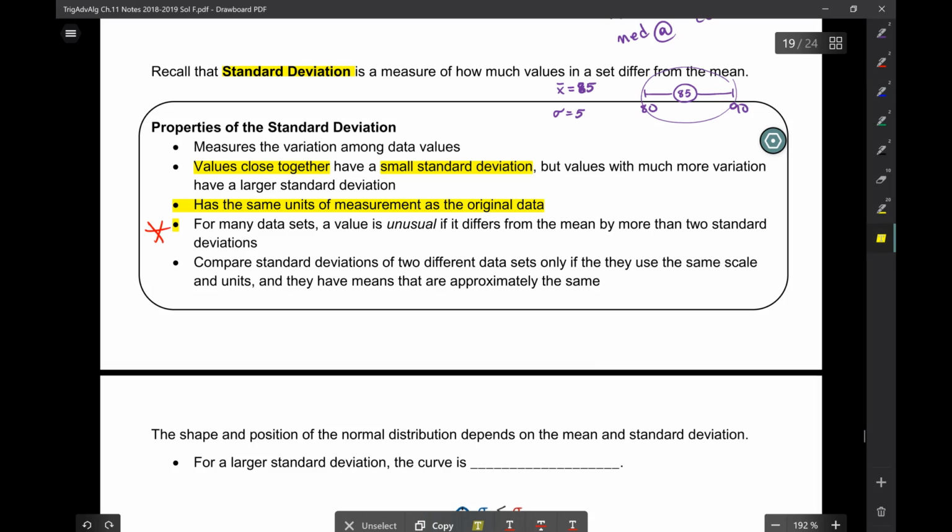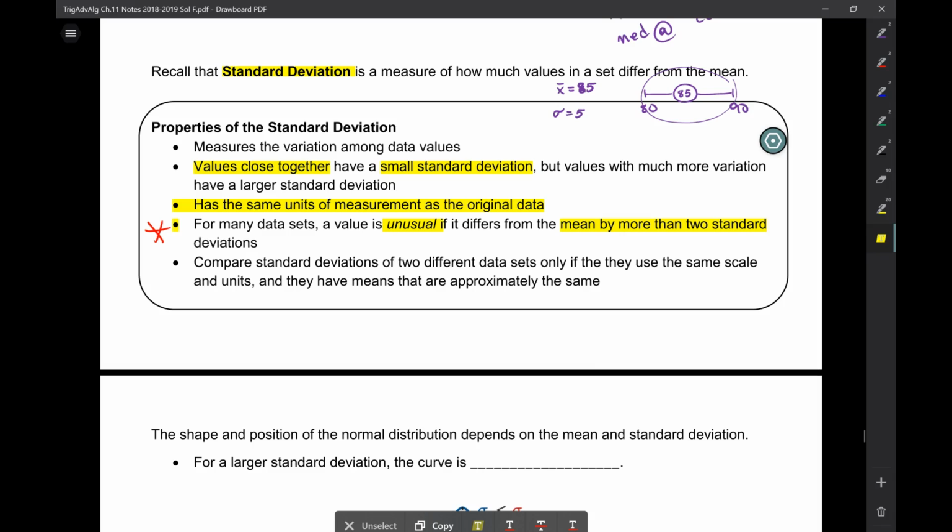For many data sets, a value is considered unusual if it differs from the mean by more than 2 standard deviations. So look at this one. If the average is 85 and the standard deviation is 5, and I'm going to the left, down, what's 1 standard deviation away? 80. What's another standard deviation away? 75. That's 2 standard deviations away, the 75. Anything past that is considered an unusual score.